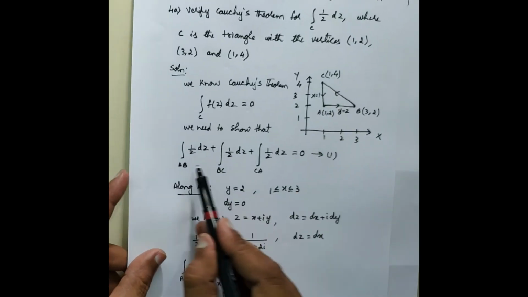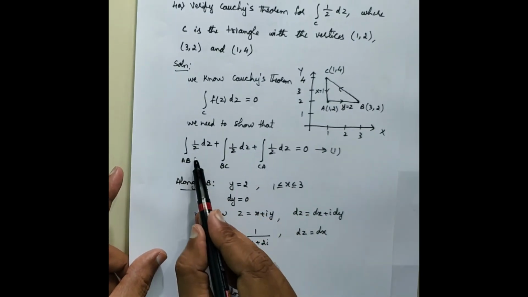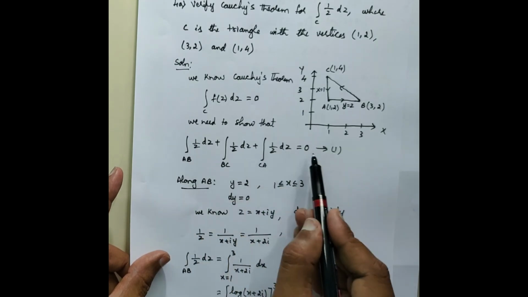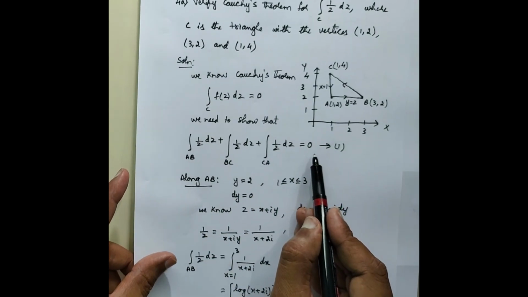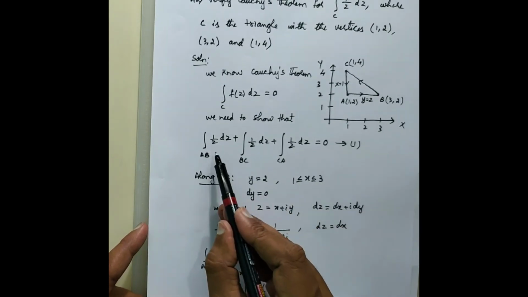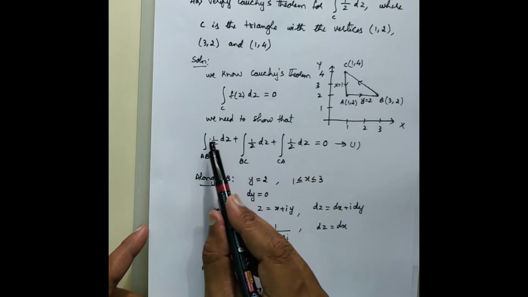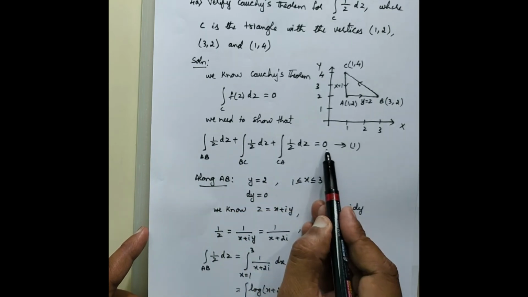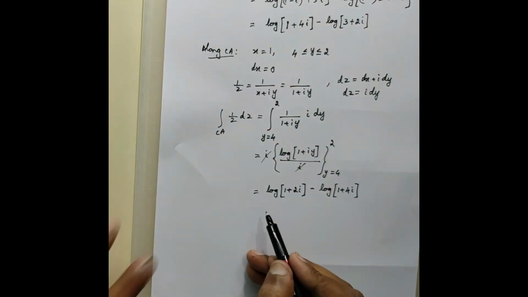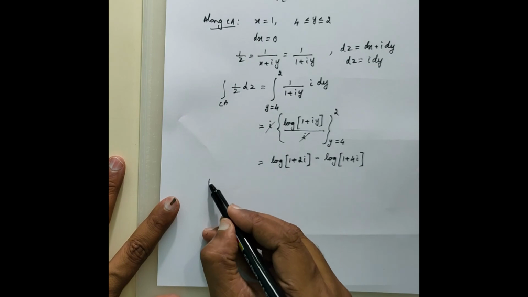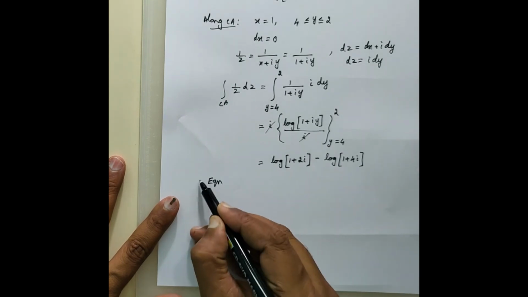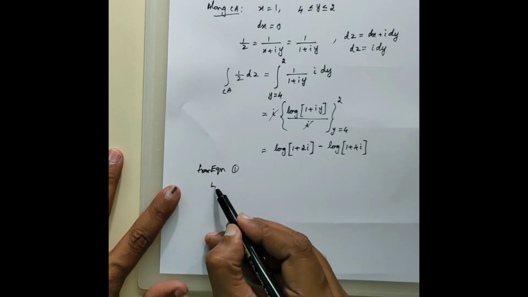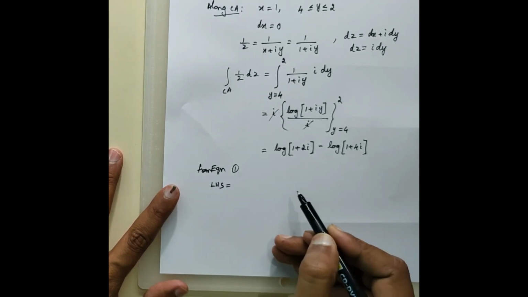So you have to just plug in all the values that you obtained in equation number 1 and show that the right hand side value is equal to 0 to prove Cauchy's theorem. So all these three values have to be substituted in equation number 1. I'll take the left hand side from equation number 1 and arrive at the right hand side, and show the right hand side as 0.